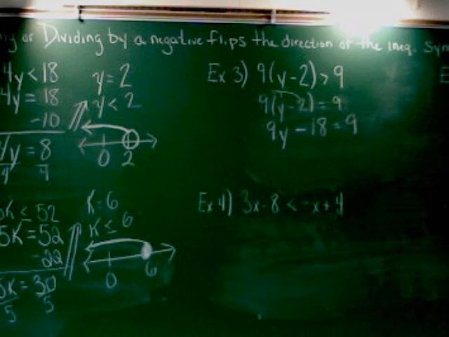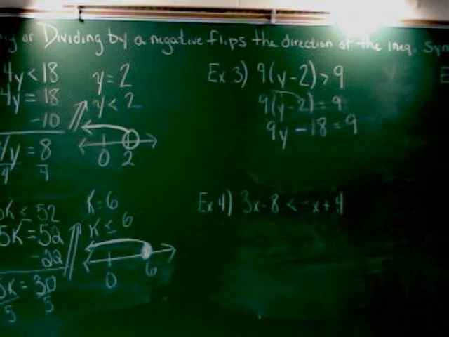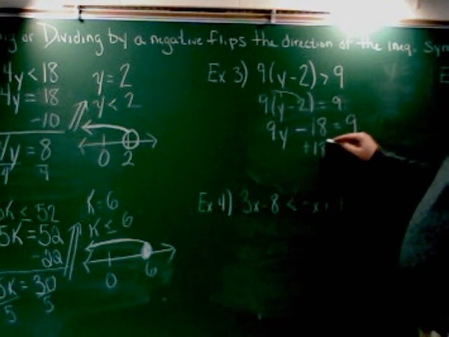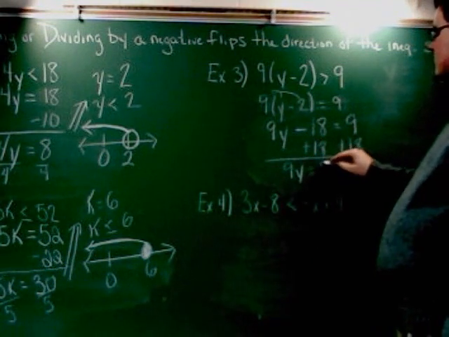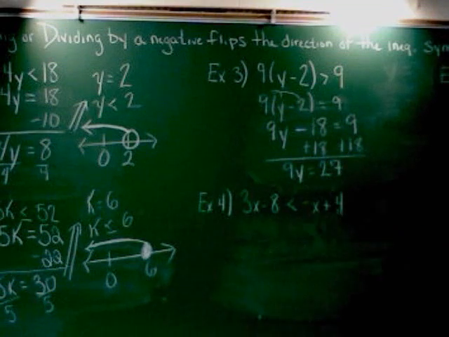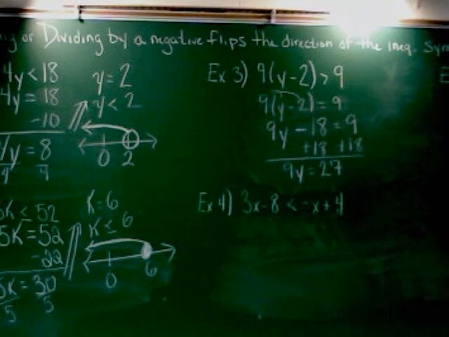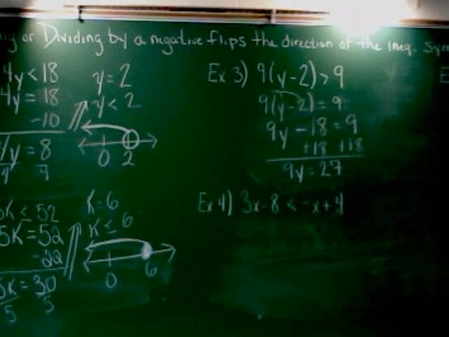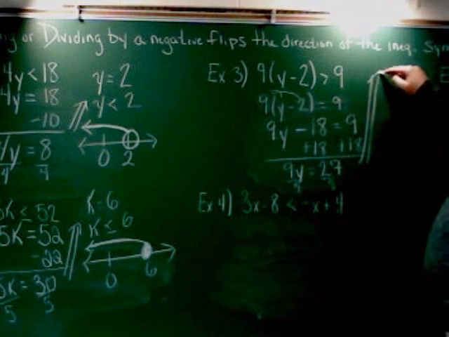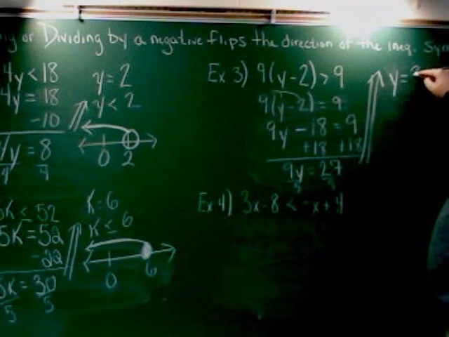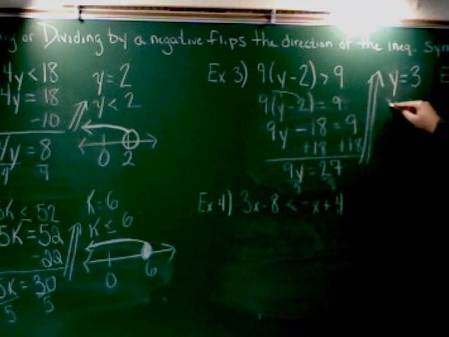Okay, one thing that has to get moved to the right side. What is it? 18. Fantastic. You've got to add 18 to both sides. And I get 9y equals 27. Multiplication equation, you know by now, multiplication gets solved by dividing, and I have to divide each side by 9. That'll give me y equals 3. Put the original sign back in.